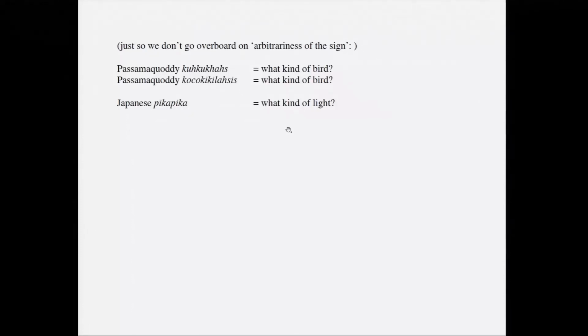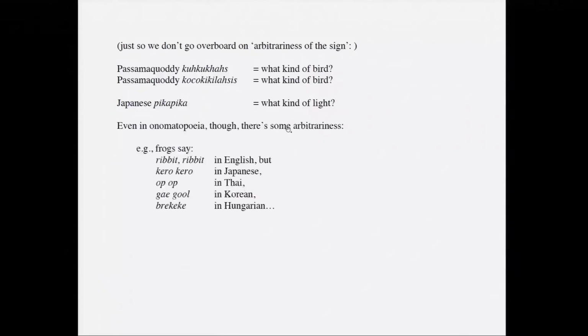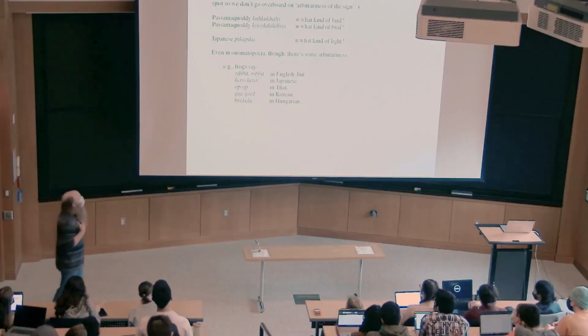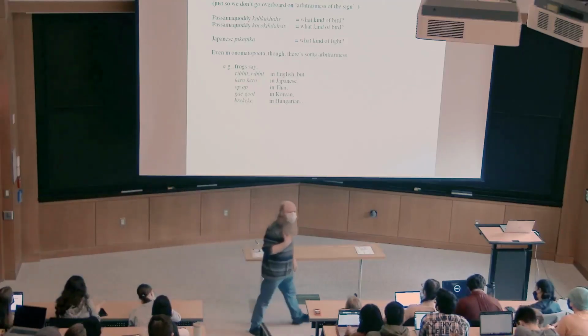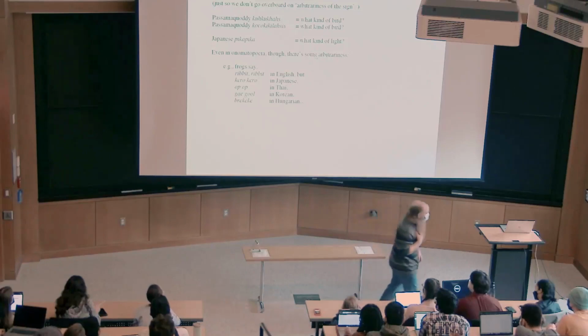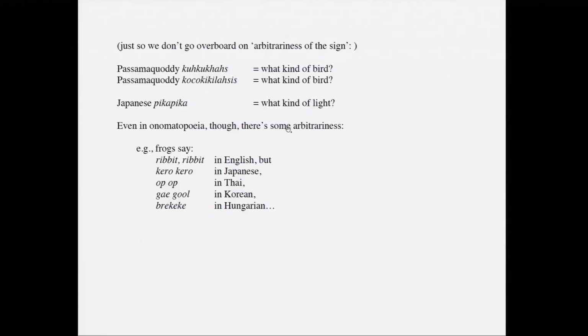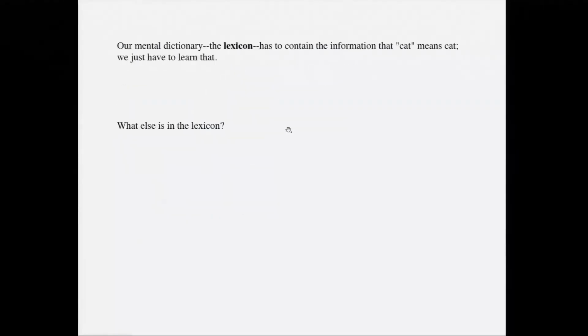In English, we call cats cats, but in Japanese, they're neko, and they have other names in other languages. And even in cases of onomatopoeia, so these Passamaquoddy words are onomatopoeic, they are names for things that are named after the sounds that they make. But take something like a frog. There are onomatopoeic words for what frogs say in different languages, and they're pretty strikingly different from language to language. Everybody seems to be able to hear something different in the call of a frog.